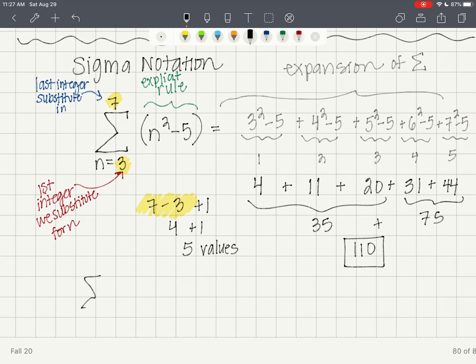And that is what, that's a funky looking sigma. Let me fix it. That's what this value is equal to. It's equal to 110. And that's the expansion. That's how you expand out your sigma.